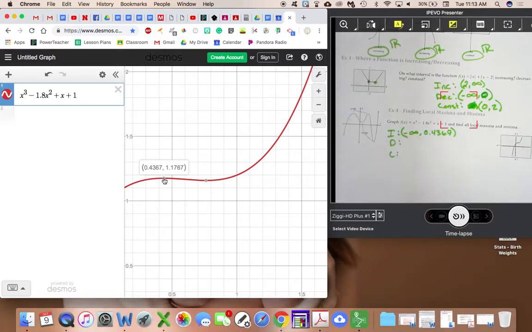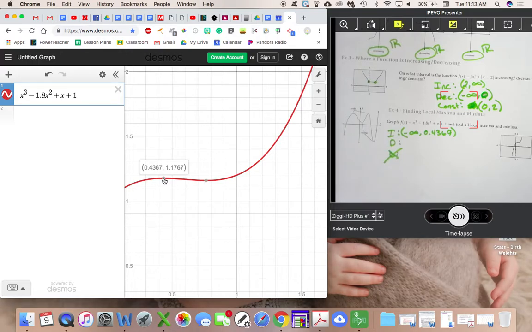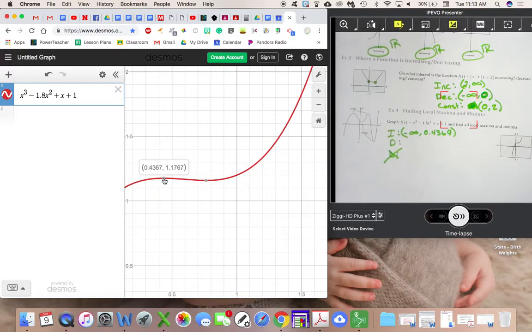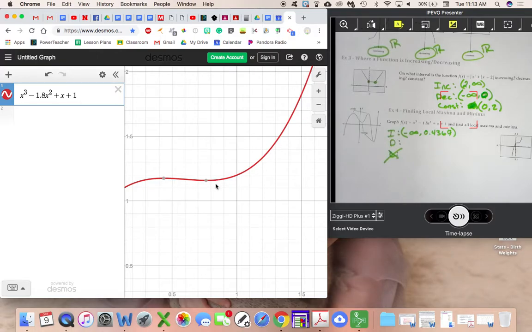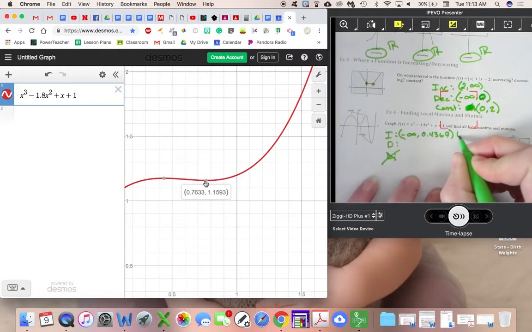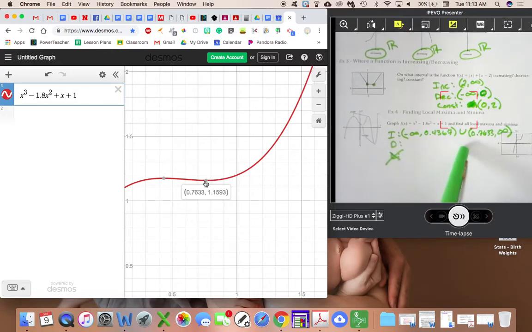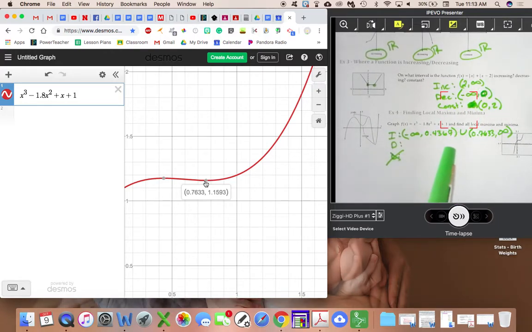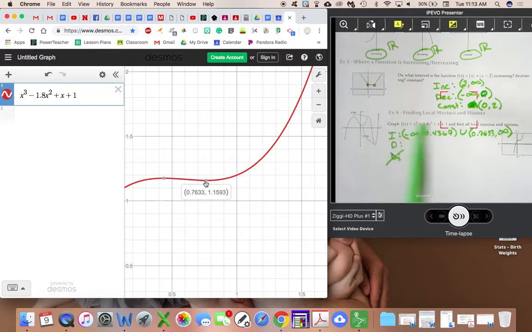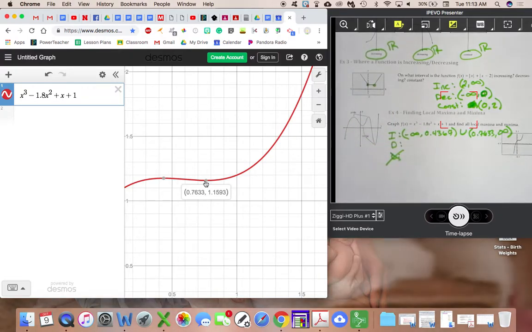Now, it's not constant, so we don't need a constant, okay? And in fact, it's going to be increasing again. Should we do that one next? We'll kind of chop this up. It's increasing from this point and beyond. This point right here is 0.7633 to infinity, like that. And I put this little u in between there. Do you remember what u means? Union, union with. Okay, so those two intervals union together make up my increasing intervals.